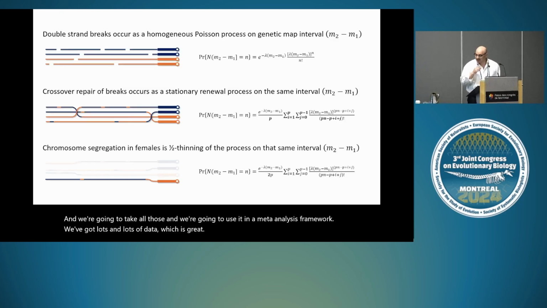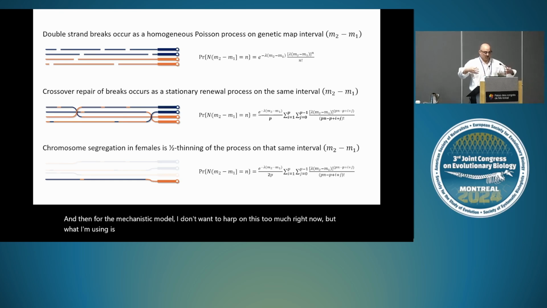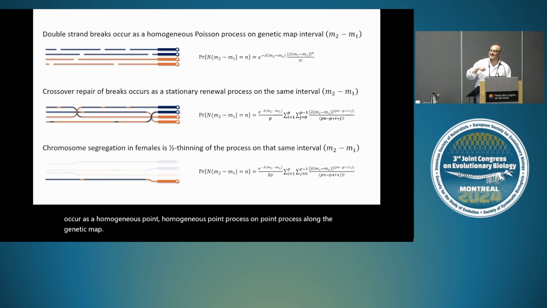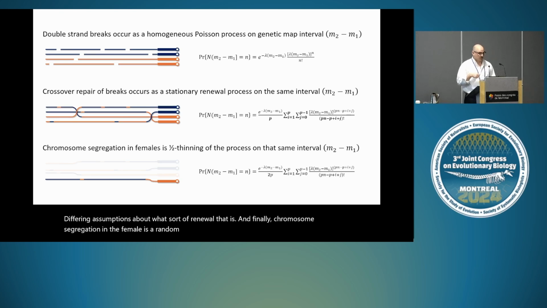And then for the mechanistic model, I don't want to harp on this too much right now, but what I'm using is the Foss-Landy-Stahl counting model. Sometimes people call it the gamma model, chi-square model, Poisson-Skip model. All these things are the same family with slightly different assumptions. The common assumptions are this. Double-strand breaks occur as a homogeneous Poisson point process along the genetic map. Repair of those breaks is a stationary renewal process, with differing assumptions about what sort of renewal that is. And finally, chromosome segregation in the female is a random one-half thinning of those processes.